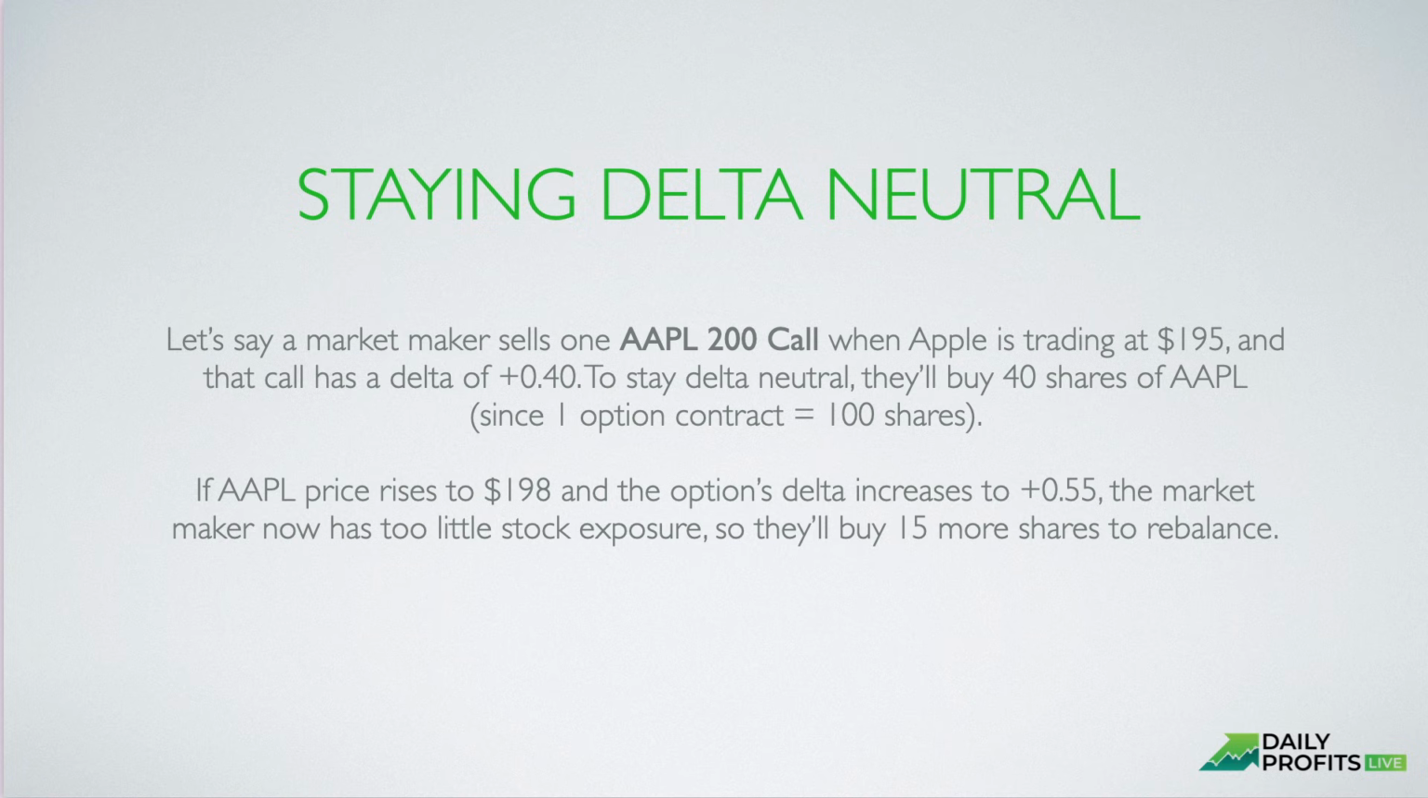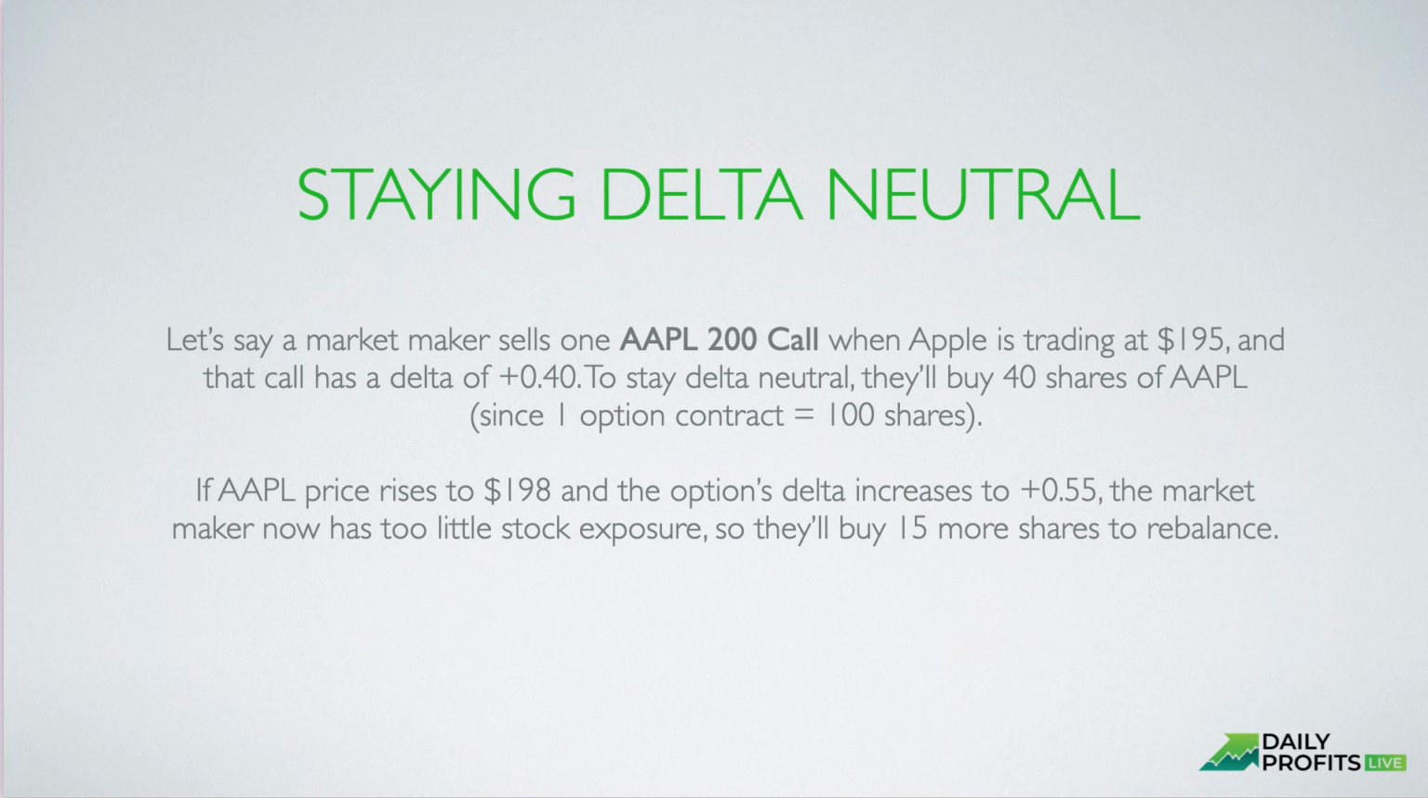So how does the market maker stay delta neutral? Let's say the market maker sells one Apple call when Apple is trading at $195, right? So they're selling a $200 call, and that call has a delta of plus 40. To stay delta neutral, once they do that, they'll buy 40 shares of Apple. Since one contract equals 100 shares, they're offsetting that by buying 40 shares.